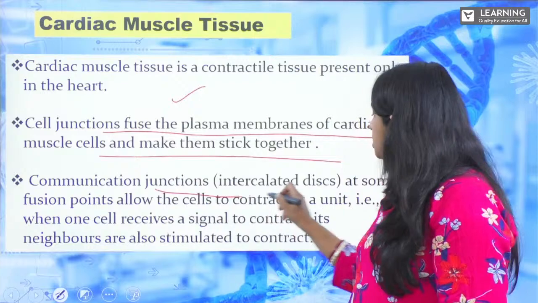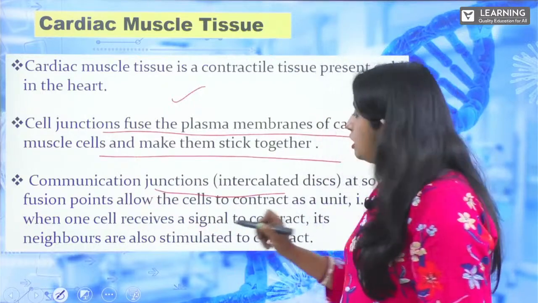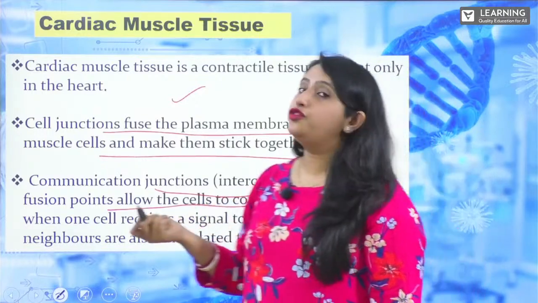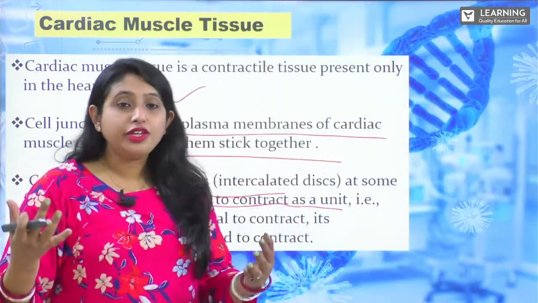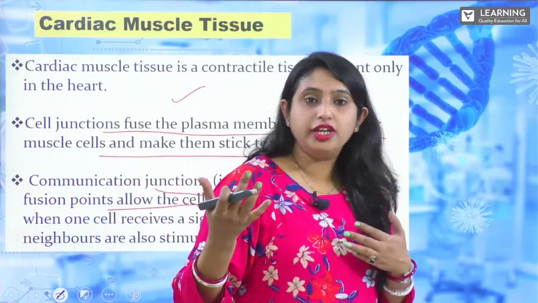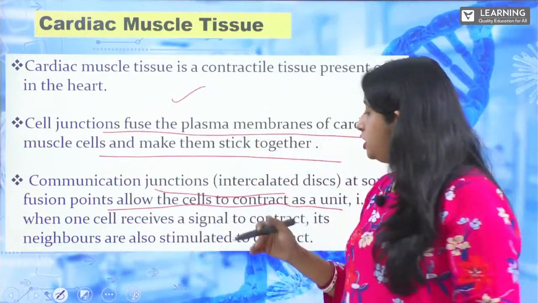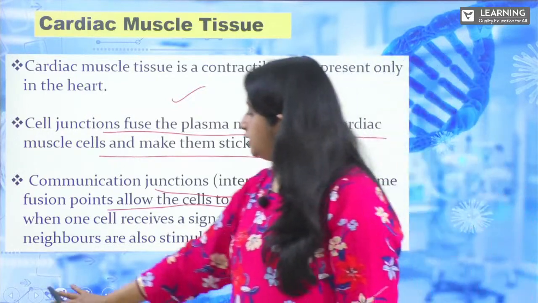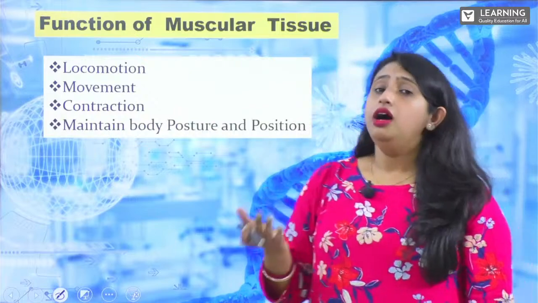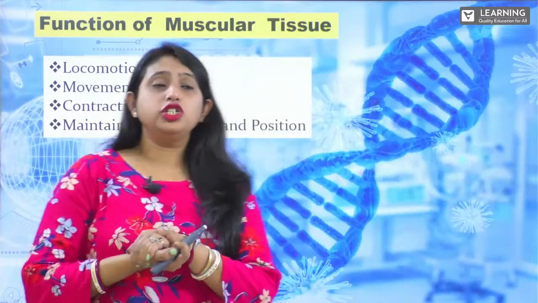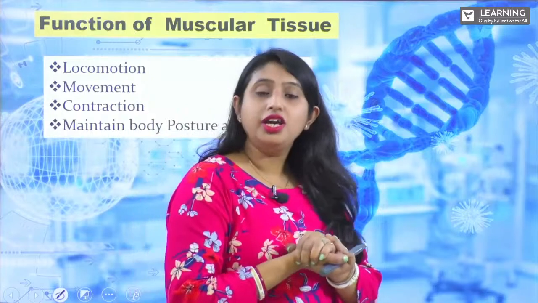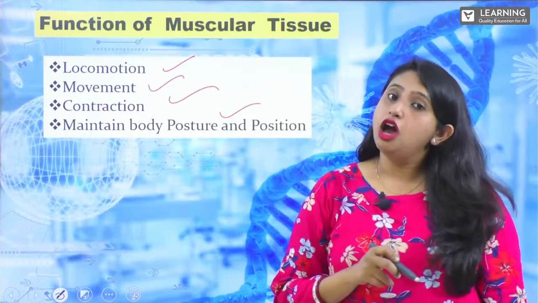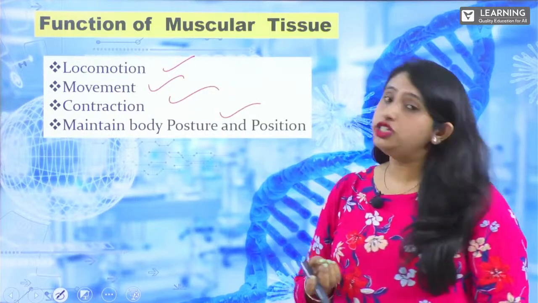So communication junctions at some fusion points allow the cells to contract, and because of this they are able to receive the signals and connect with the neighboring tissues. Because of which the contraction takes place. Now you already know the function of this muscular tissue, right? So you can write it down: locomotion, movement, contraction, and providing posture and position to our body.